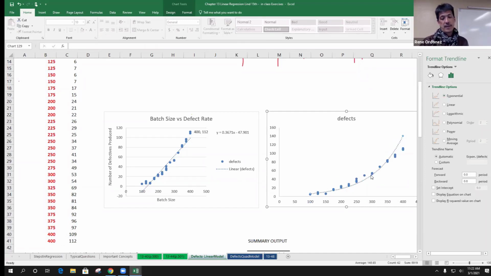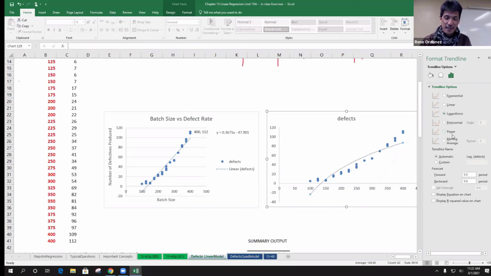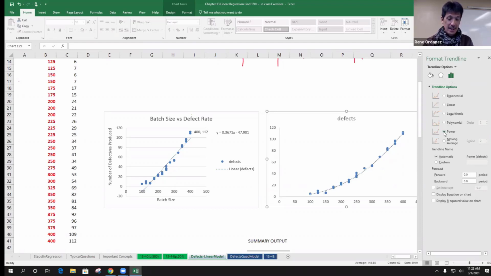Does that look better? Probably, but you will note here that as x gets bigger, the curve will go higher, so you'll have huge errors in your forecast, especially when you extrapolate your data. Let's look at logarithmic. No, definitely does not fit, right? How about power? Oh, looks better. Probably more fit, right? Or let's look at polynomial. That also fits better, doesn't it?